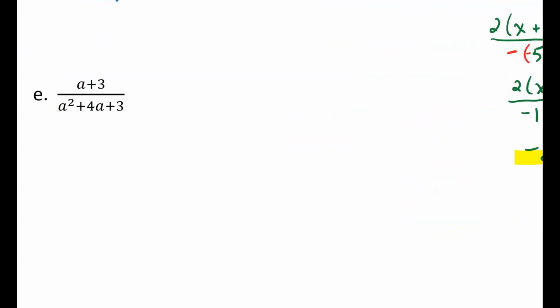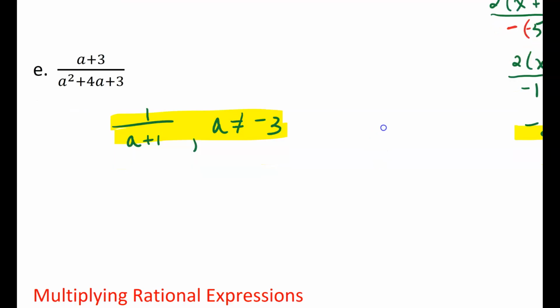Okay. And our last one, I think that one was the easiest one of the bunch. What do we get? 1 over a plus 1. And is there anything a cannot be? Okay. Yeah, -1 also, but again, do we have to write the -1? No, we don't, but we can. It's not going to hurt anything. Okay, so that was simplifying.